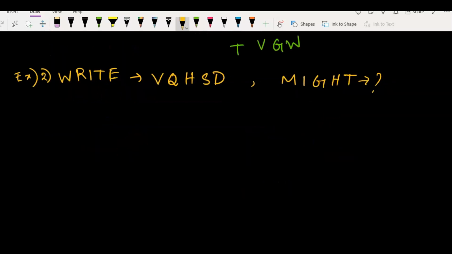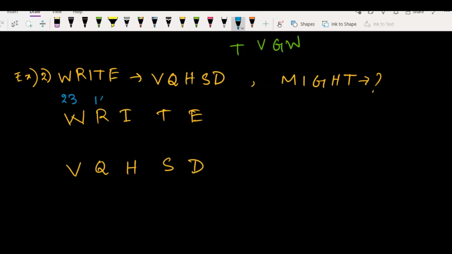Our second question, right is coded as V, Q, H, S, T. Then what is the code for might? So W is 23, R is 18, I is 9, T is 20, and E is 5. So V is 22, Q is 17, H is 8, S is 19, and D is 4.